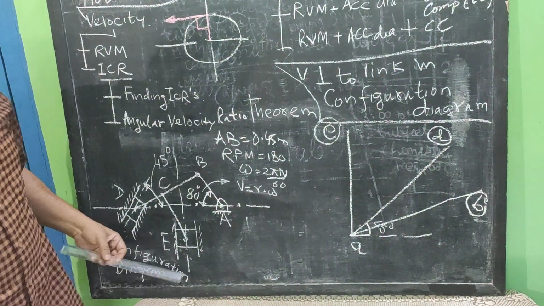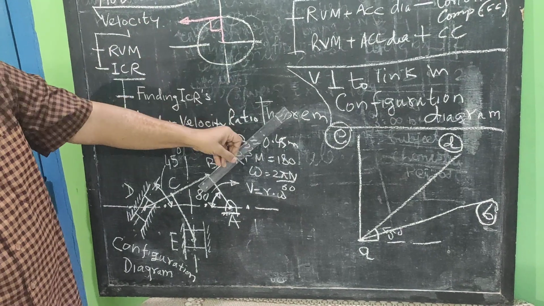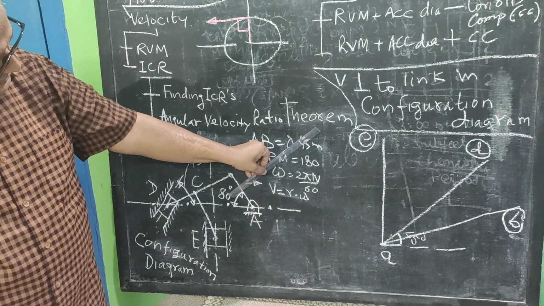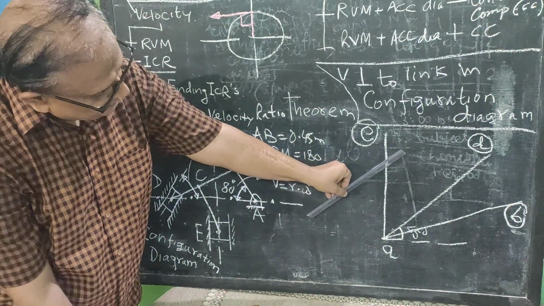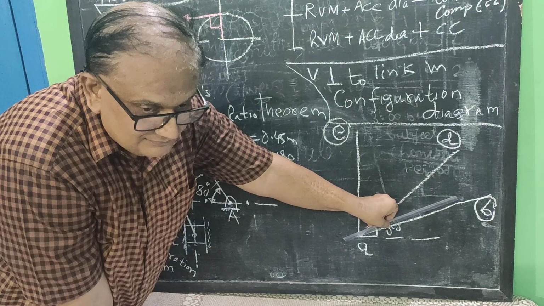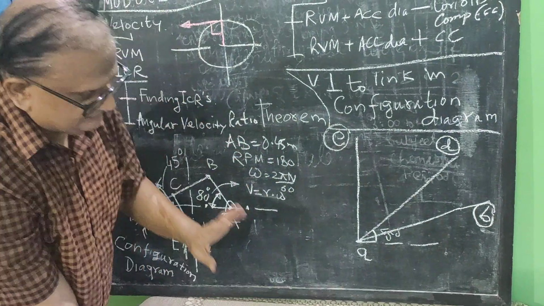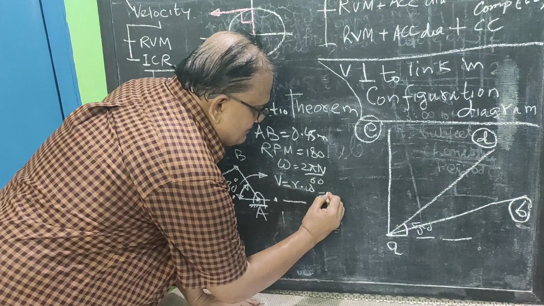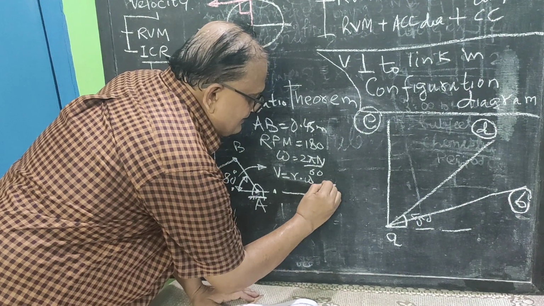How have I drawn it? I have taken my roller scale, I have kept it like this, perpendicular to the link AB, and then I move it. I come to this particular point and I get this line. Correct? That's it. Now V is equal to R omega. Let me call it X meters per second.